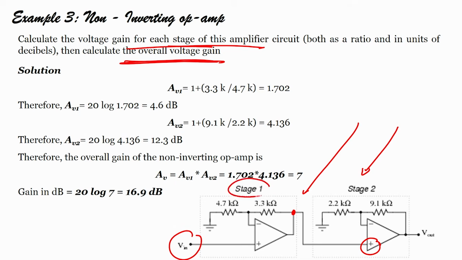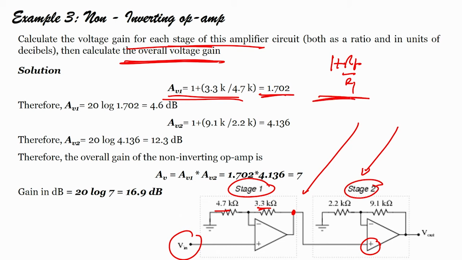Now, just look at stage 1. It is a non inverting amplifier. What is the formula? The formula is 1 plus Rf by R1. What is Rf? 3.3, R1 is 4.7. So, AV equals 1 plus 3.3 divided by 4.7, which is nothing but 1.702. Let us consider stage 2. What is the formula? 1 plus Rf by R1. AV equals 1 plus 9.1 divided by 2.2 equals 4.136, because 9.1 divided by 2.2 will give us 3.136, and 3.136 plus 1 will be 4.136. So, we now know AV2 as well.